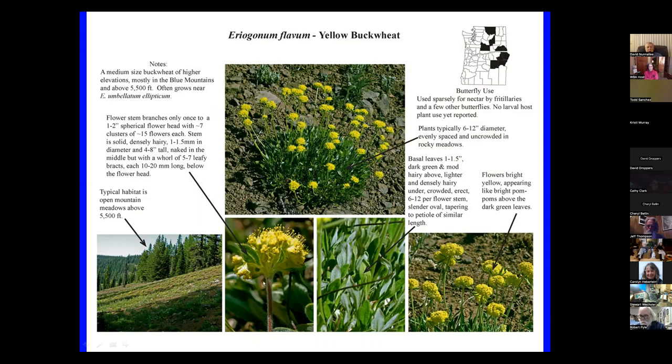Umbellatum, by contrast, will have a flower head like this at the top of the stem, but that flower head will branch. It can have a couple more flower heads above it. And those will branch again. You can have up to 4 tiers of flowers with umbellatum, but with this species here, you have only one. Another significant difference is the leaves. I think I'll go to the next slide here.